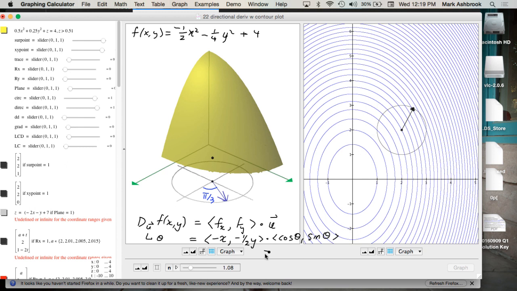Or we could write that out this way. So we could write negative x cosine theta minus 1/2 y sine theta. Actually, write the dot product evaluated. So what does that give us? That gives us the rate of change at any point x, y in the direction of theta. So now, what is the rate of change at 2, 2 in the direction pi over 3? What is the rate of change at 2, 2? So this would be D_u f of 2, 2.